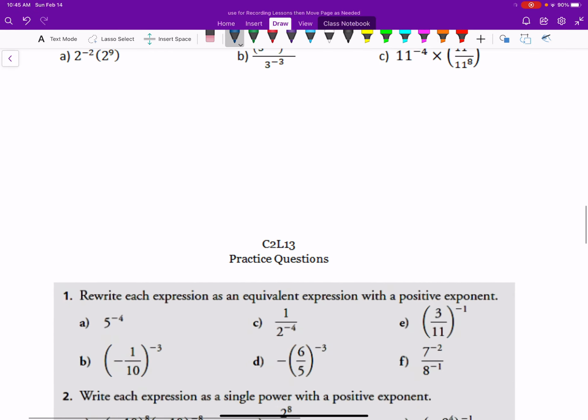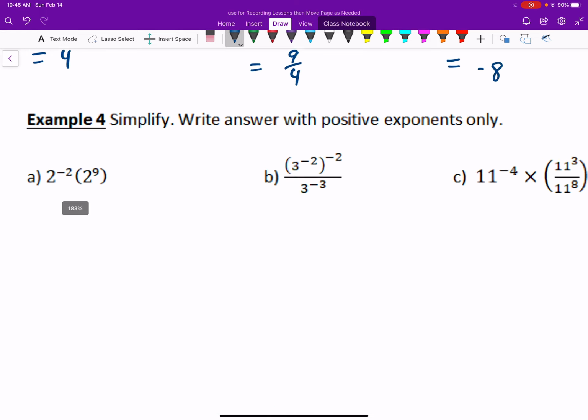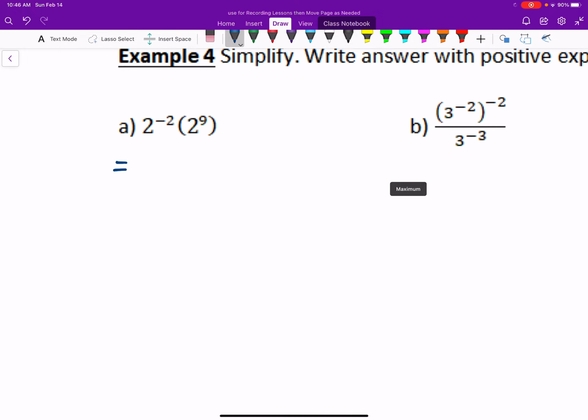So here's a few examples where we're putting a couple of these things together. Remember, order of operations still applies in everything we do, even if we're doing exponent laws. So if I'm doing powers of powers, which involves multiplying, and I'm doing multiplying of powers, which involves addition, the multiplying comes before the addition part. So here's a couple of powers with the same base being multiplied together. It's to simplify and write with positive exponents only.